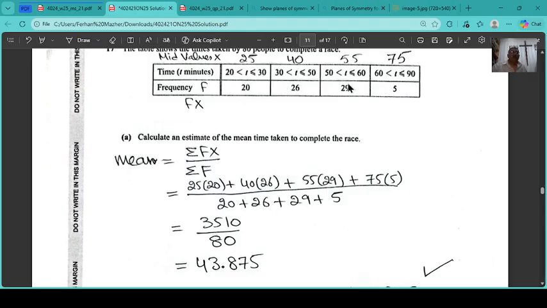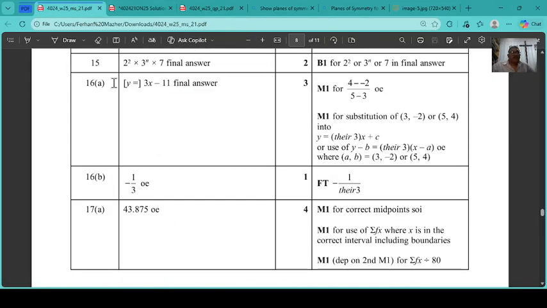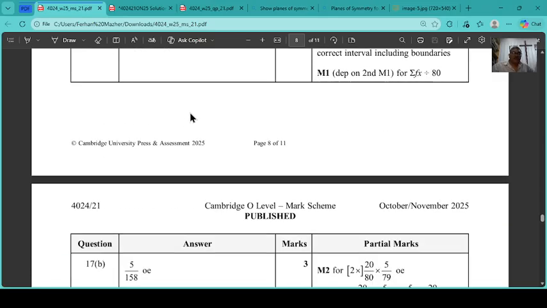Summation f means you will add up these frequencies. So 20 plus 26 plus 29 plus 5. Upstairs you will have 3510 and downstairs you will have 80. So 3510 divided by 80 is 43.875. That will be the value of the mean, and it's a 4 marks part. You can see on the marking scheme the answer is correct, sir. So let's go to the next part.